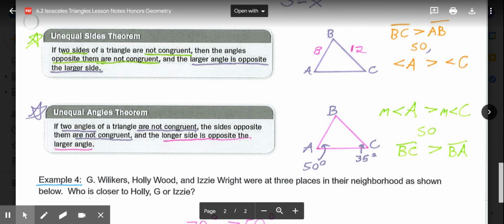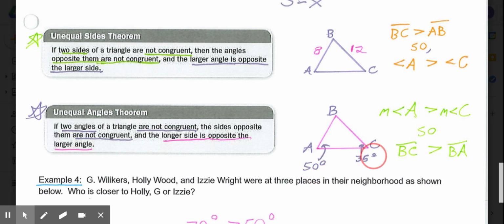Then we have the unequal angles theorem, which states if two angles of a triangle are not congruent, then the opposite sides are not congruent. The longer side is opposite the larger angle. So if angle A was 50, angle C was 35, 50 is larger than 35, so segment BC would be greater than segment AB or BA.